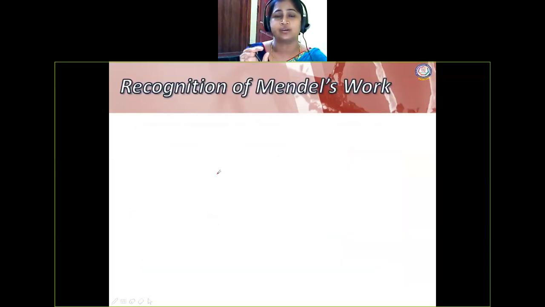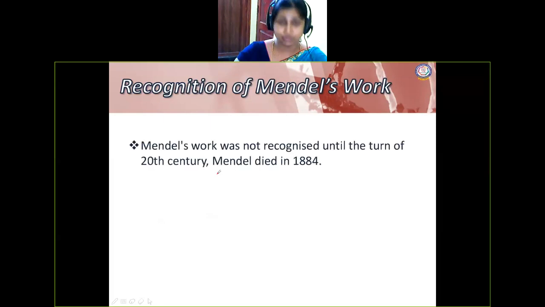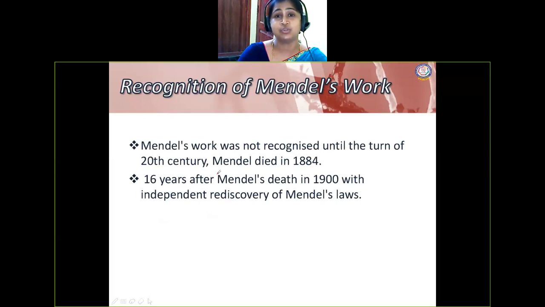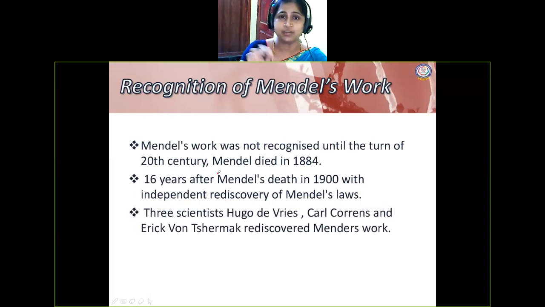So a good work will always be recognized. In the same way, Mendel's work was also recognized by 3 different scientists. They were doing their work individually and submitted. So it's a very important 1 mark question. Hugo de Vries, number 1, first scientist. I said 3 scientists, right? And then Carl Correns, and Erich von Tschermak, 3 scientists. 1 mark question: name the 3 scientists who rediscovered Mendel's work.